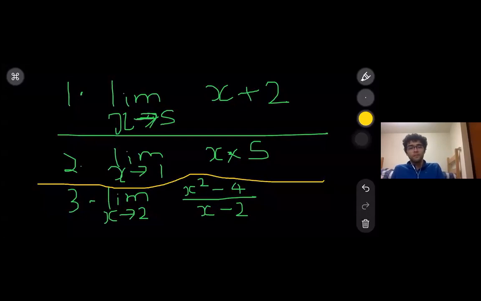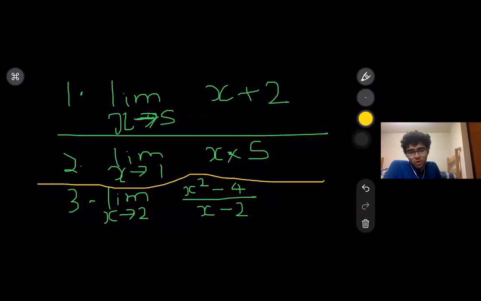How many of you feel that the third question has an answer at all? Look at it very carefully. Do you see some problem there? Do you see a situation where something looks a little fishy? We are having x squared minus 4 divided by x minus 2 as x approaches 2. If x is equal to 2, is that defined?